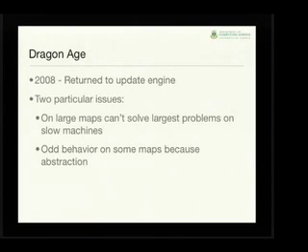When I looked at the game, I saw two large-scale issues. One is that on the really large maps, we couldn't solve the largest problems on slow machines. And this is my personal goal, to be able to go on any map, click anywhere that I can see, and walk there. And there's also some odd behavior on some maps because of the abstraction. I'm going to show what this is in a minute.